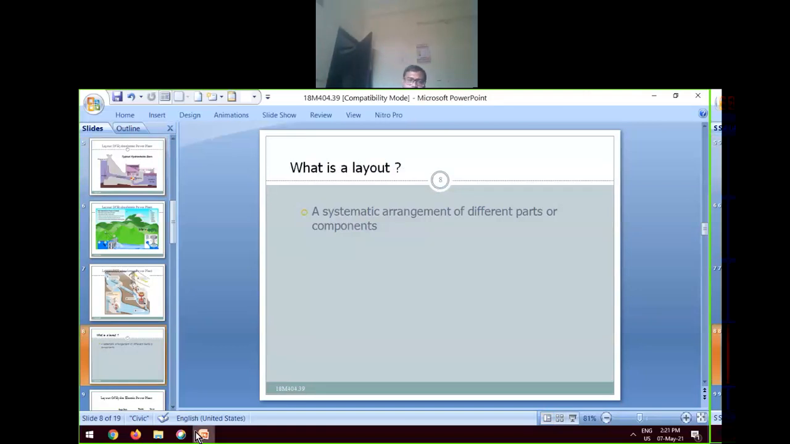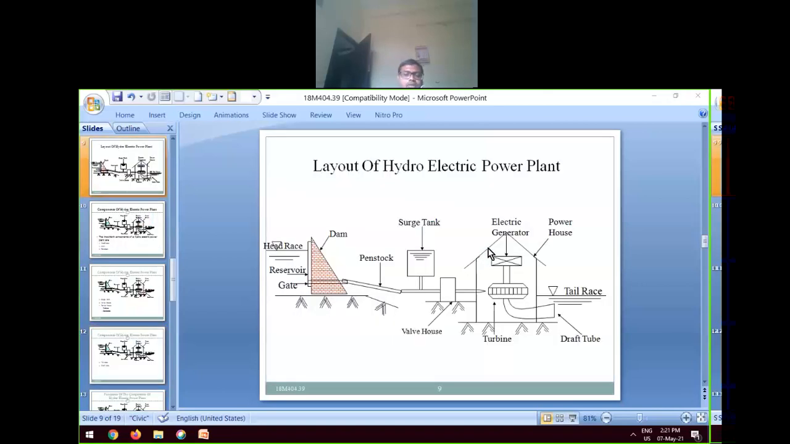So next, what is layout? It is a systematic arrangement of the different parts of the components. Take any layout: each and every piece of equipment is arranged in a systematic order, then only can the system run successfully, and then only can the work be produced and the output achieved. By proper layout only can we get the maximum work done by the equipment. So this is the layout of the hydroelectric power plant.